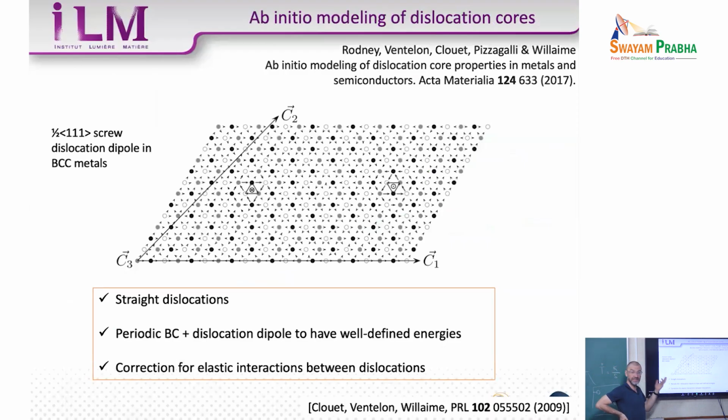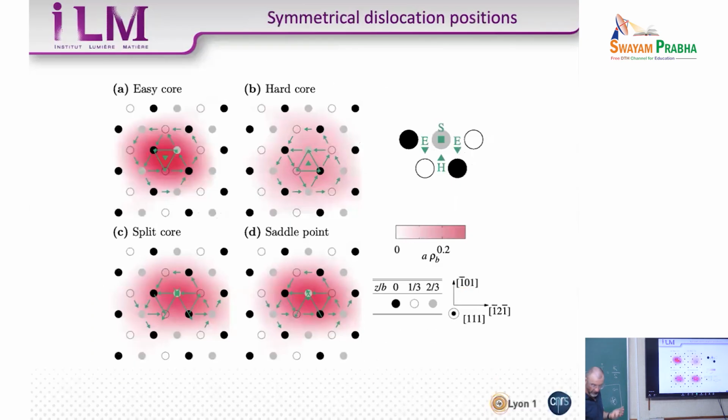So we do DFT. We take a small cell. We put a dipole of screw dislocations to have periodic boundary conditions in all directions. And then we correct for the elastic interactions between the dislocations to remove this artifact from the energies. And then we run the calculations.